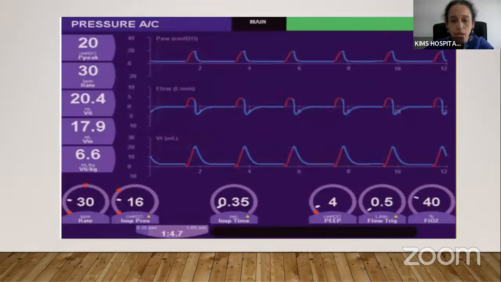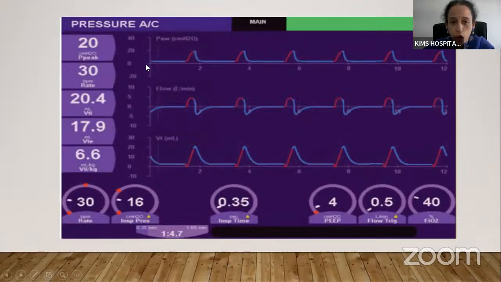So this is the typical graphical representation on the ventilator. Here we can see the PIP, inspiratory pressure, is kept at 16 and the end expiratory pressure is kept at 4. I time is kept at 0.35 and the rate is kept at 30. So here you can see the scalars. The scalars are nothing but the pressure, flow and volume displayed against the time.